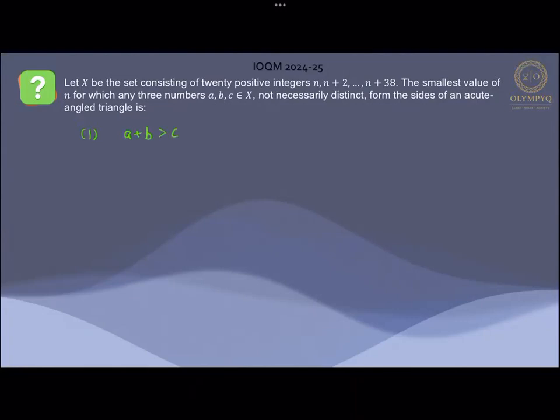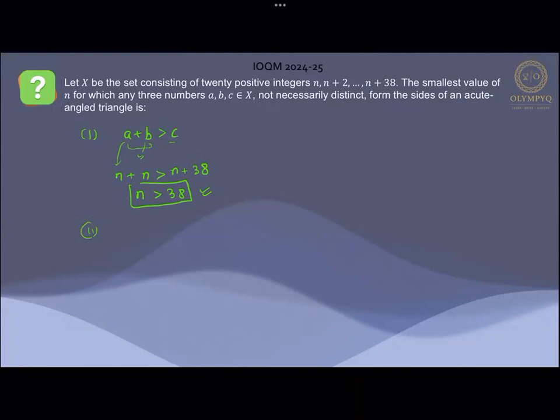Now in this case, if we need the minimum value, then we need to take a and b to be minimum. So we can write that n plus n has to be greater than c. C is the largest side, so we can take this as n plus 38. So from the first condition, we can see that n should be greater than 38. This is the value of n for which the triangle will be possible.